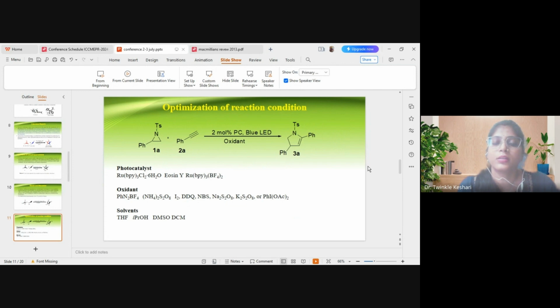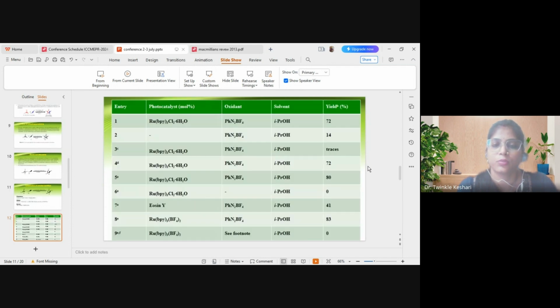On getting our desired product, we have further optimized the reaction conditions by using several other photocatalysts like eosin Y and ruthenium bipyridyl tetrafluoroborate. Other oxidants were also used, like ammonium persulfate, iodine, DDQ, NBS, sodium persulfate, potassium persulfate, and phenyl iodoacetate. We have also varied solvents like THF, DMSO, and DCM. So this is the table showing all the optimization conditions we have used here.